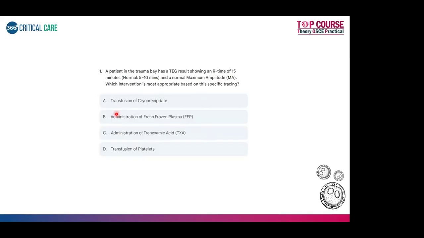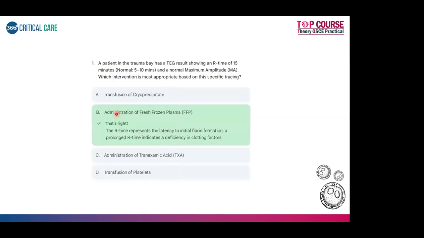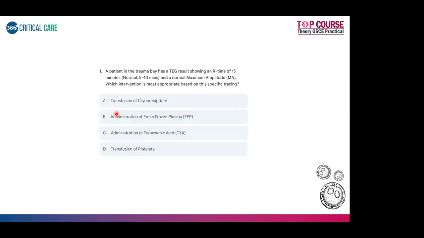I will be asking about this at the end of the class, but definitely you have to know that, okay? So that is how you go there. Just one more doubt: if the maximum amplitude is normal, does it mean the K time should also be normal? Whenever the maximum amplitude is normal, you look at the K time also. Definitely it has to be normal.